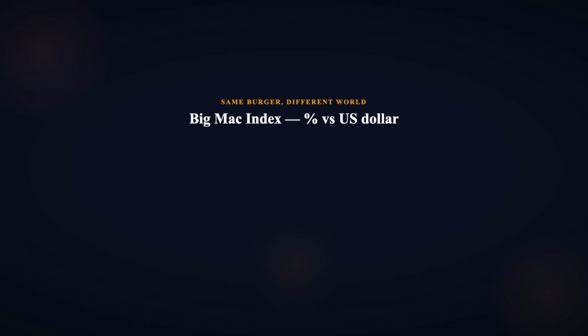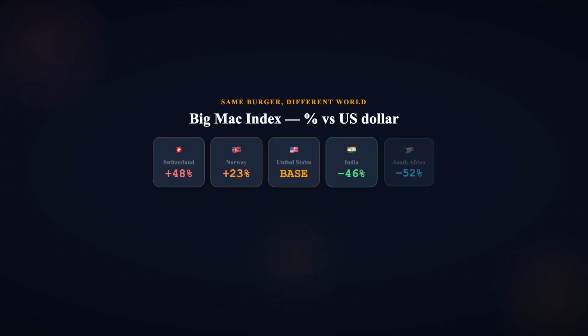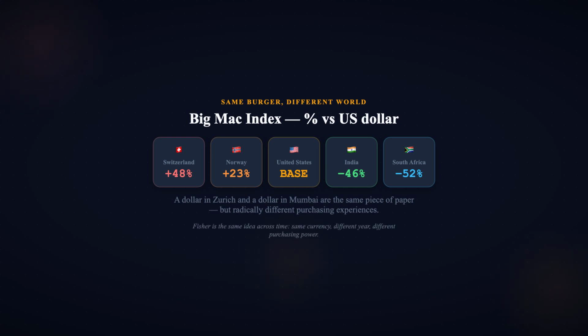Look at the country cards on screen. Same burger, wildly different dollar equivalent prices. Switzerland sits about 48% above the US base, the most expensive Big Mac in the dataset. Norway is about 23% above. Meanwhile, other countries price the same burger well below the American benchmark.